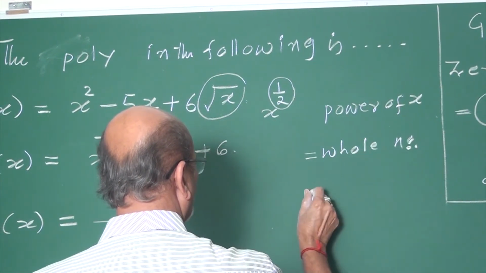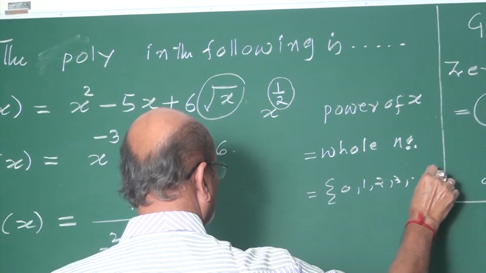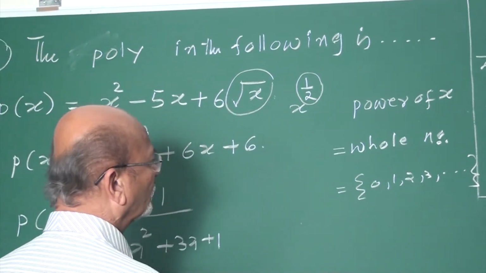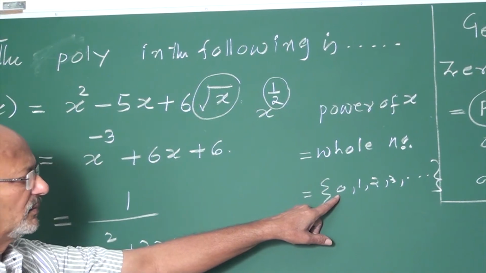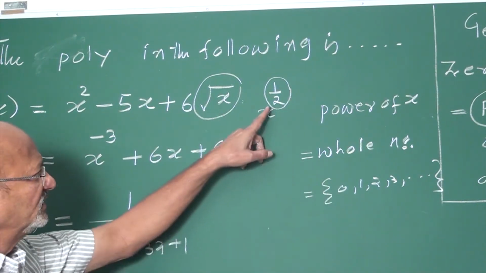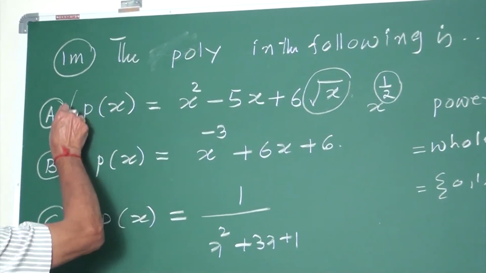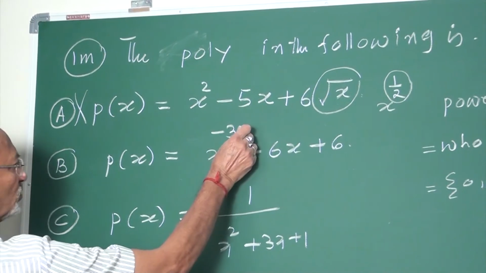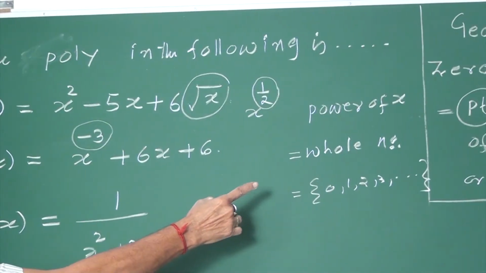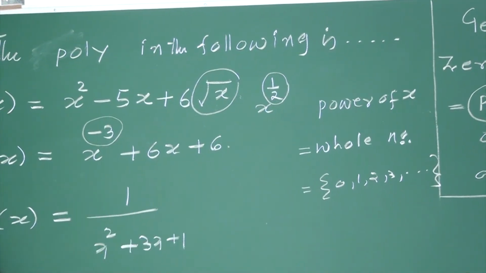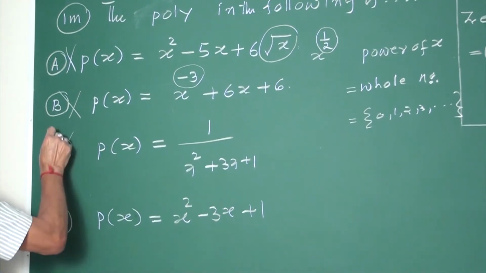Tell me, my friend, what is a whole number? It is 0, 1, 2, 3. Your power must be one number among these: 0, 1, 2, 3. Is it there? No. Then it is not a polynomial. Coming to this one, because of this minus 3, is that minus 3 a whole number? No. It is never a negative, it is a non-negative number. Then it is also no. Take the one below, no, there is no chance.